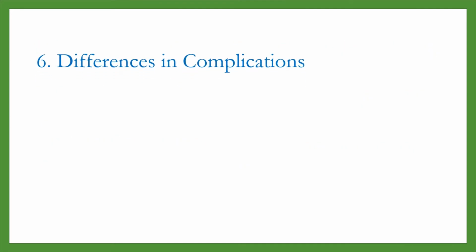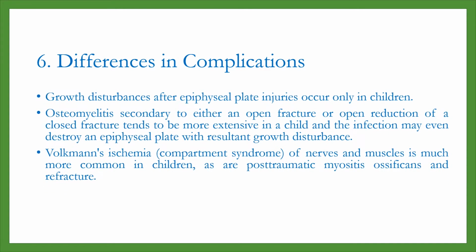6. Differences in complications. Growth disturbance after epiphyseal plate injuries occurs only in children. Osteomyelitis secondary to either an open fracture or open reduction of a closed fracture tends to be more extensive in a child, and the infection may even destroy an epiphyseal plate with resultant growth disturbance. Volkmann's ischemia or compartment syndrome of nerves and muscle is much more common in children, as is post-traumatic myositis.